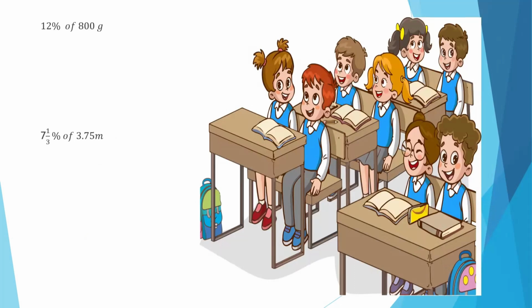And then let's see the other question. 12 percent of 800 grams. Now for percentage, you have to write it as a fraction, 12 over 100, and then multiply by 800. So here you will get 96 grams. Let's move on to the next question.